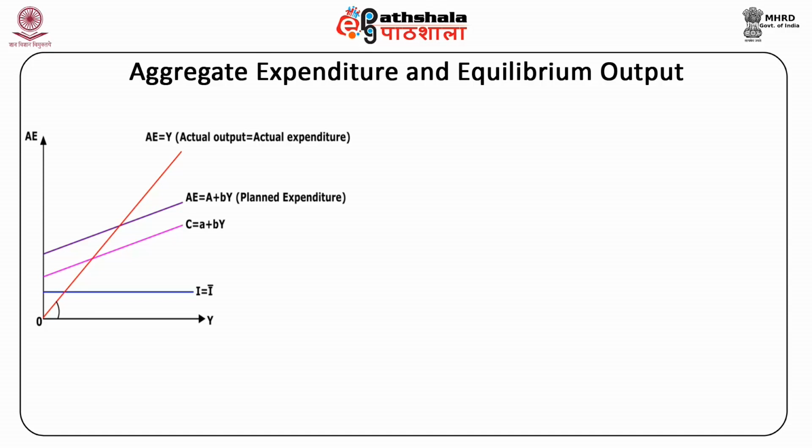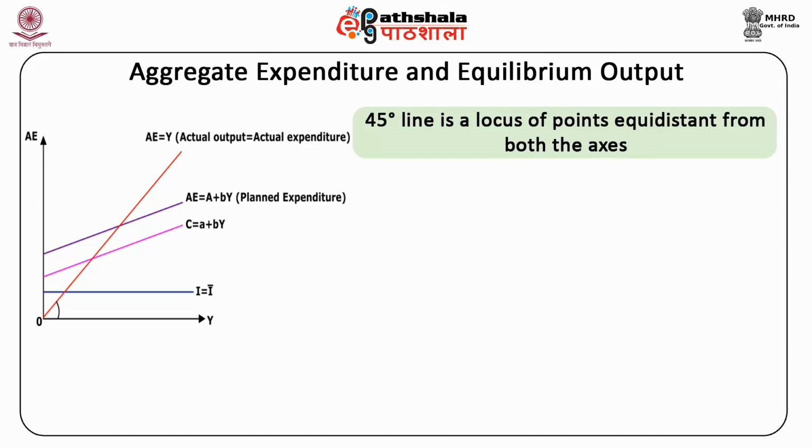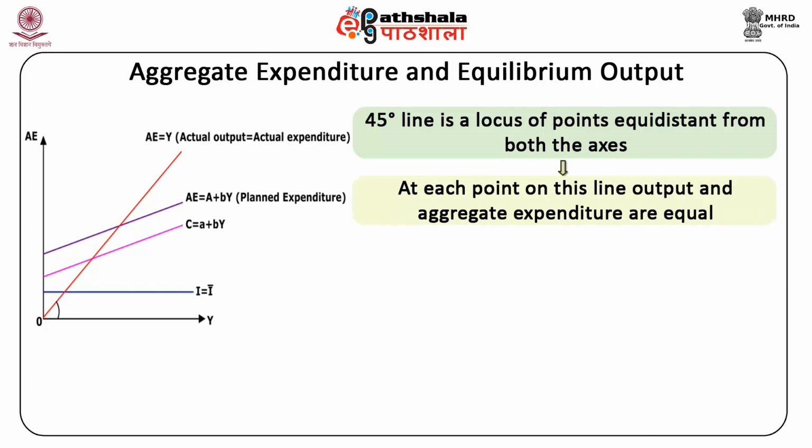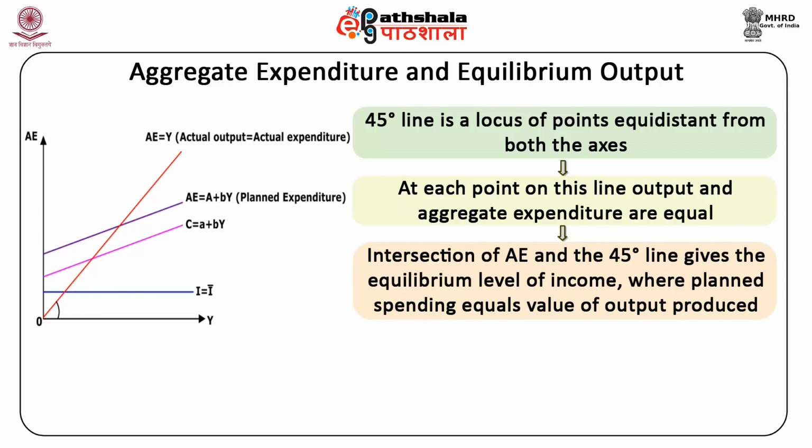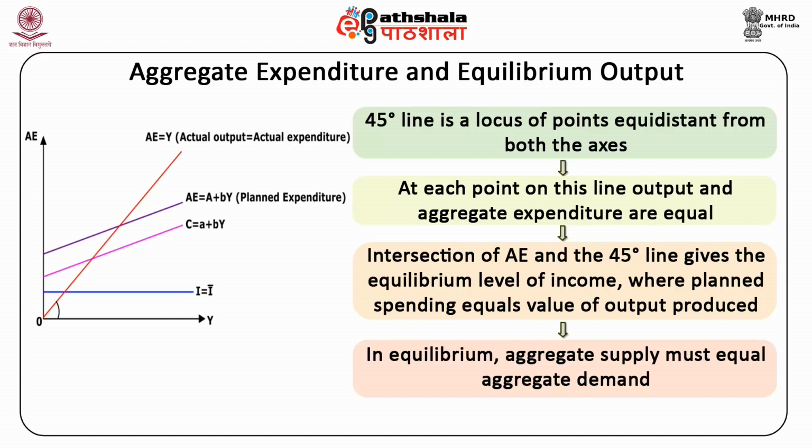To determine the equilibrium level of income, we need to draw a 45-degree line. This line is a locus of points equidistant from both the axes. At each point on this line, output and aggregate expenditure are equal. The intersection of AE and the 45-degree line gives the equilibrium level of income, where planned spending equals the value of output produced. Since planned spending is the aggregate spending or demand and output the aggregate supply, this means that in equilibrium, aggregate supply must equal aggregate demand.